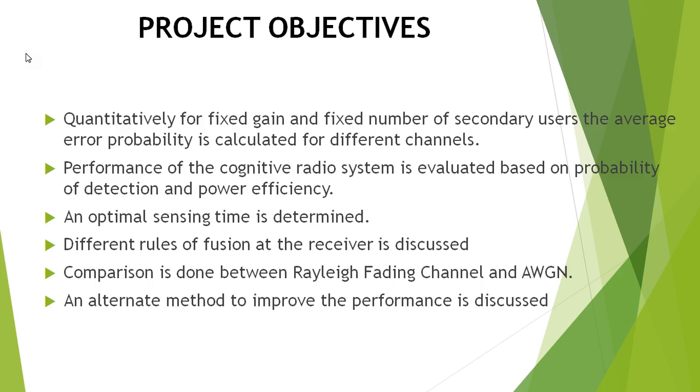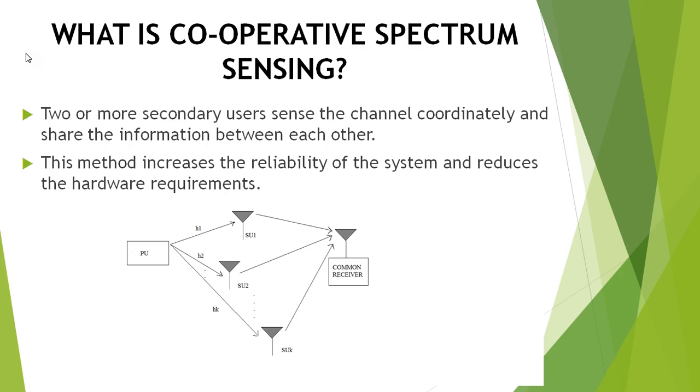Different rules of fusion at the receiver have been discussed. A comparison has been done between the Rayleigh fading channel and the additive white Gaussian noise channel, and an alternative method to improve the performance of the system has been discussed.